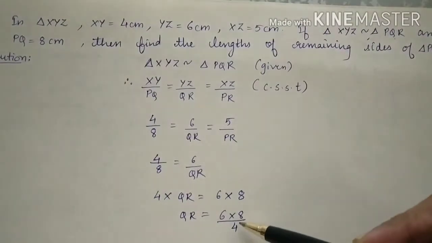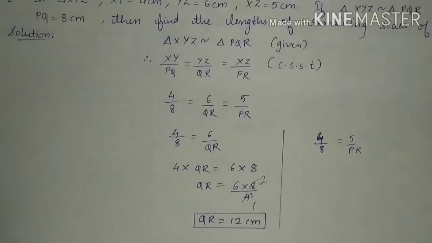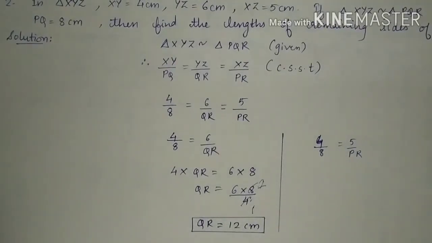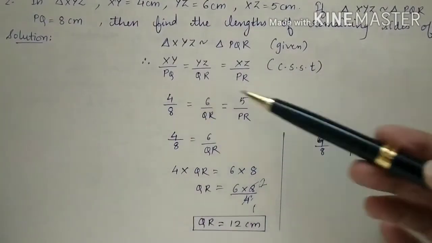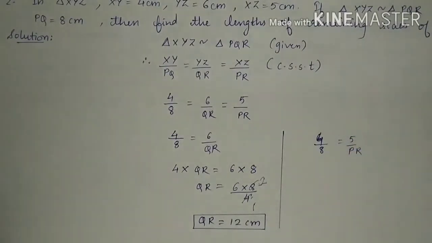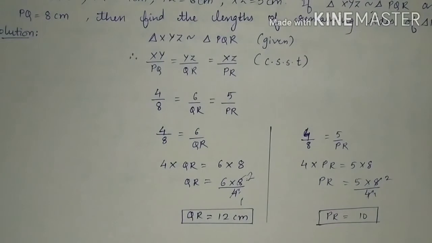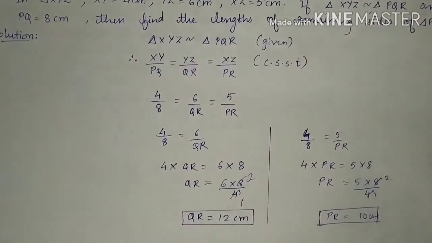So now 4 and 8 will get cancelled. 4 ones are 4, 4 twos are 8, so 6 twos are 12. So QR is going to be 12. Now after getting QR, we need to find PR. So I take 4 upon 8 is equal to 5 upon PR, and then I cross multiply to find the answer. When we cross multiply, we get the answer for PR as 10. So the final answer will be 10 centimeters. Now let us proceed towards the last sum.